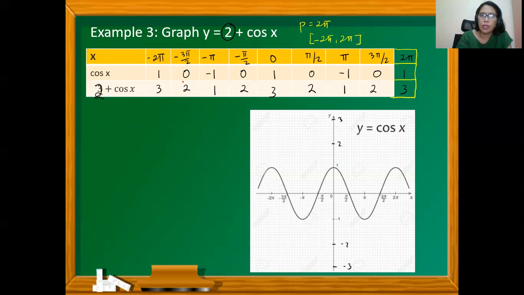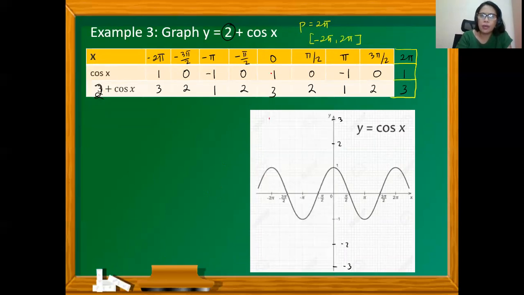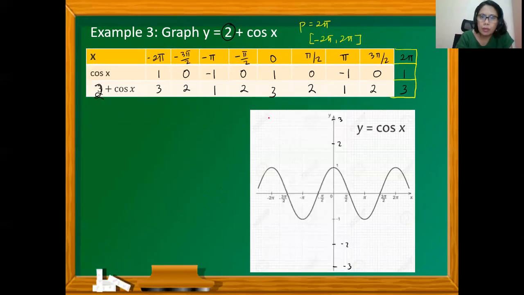So, we have negative 2 pi, 3. Okay? And then negative 3 pi over 2, 2 here. And then negative pi, 1 here. And then negative pi over 2, 2.